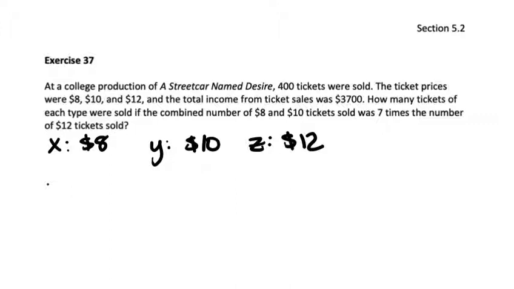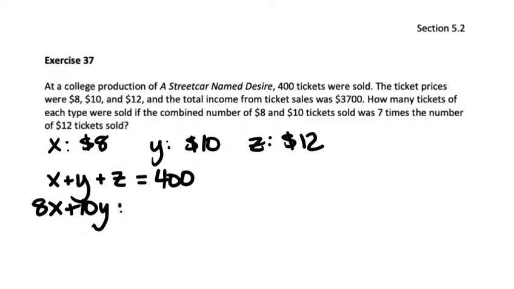Some of the information that I have is the total number of tickets sold was 400. So if x is the number of $8 tickets, y is the number of $10 tickets, and z is the number of $12 tickets, adding all those together is going to equal 400. I also know the total income from ticket sales was $3,700. So if I multiply the number of each type sold times the cost of that ticket, add all those together, that should equal 3,700. So 8x plus 10y plus 12z equals 3,700.